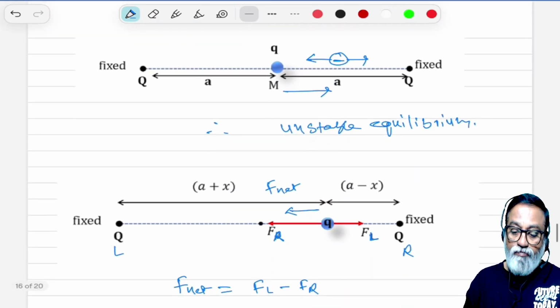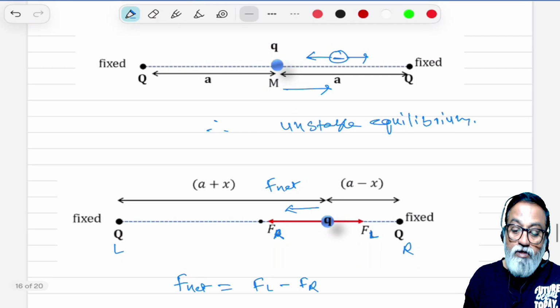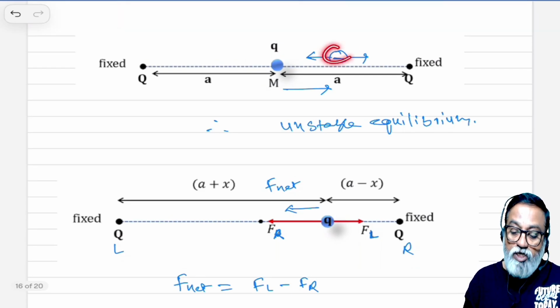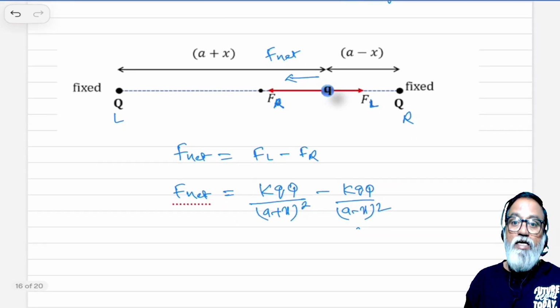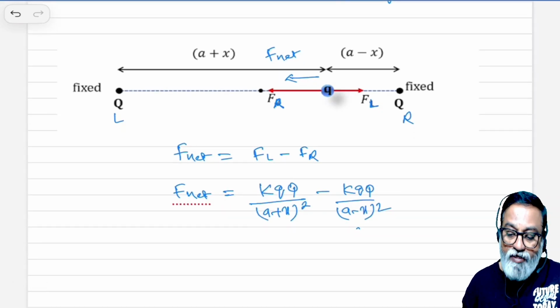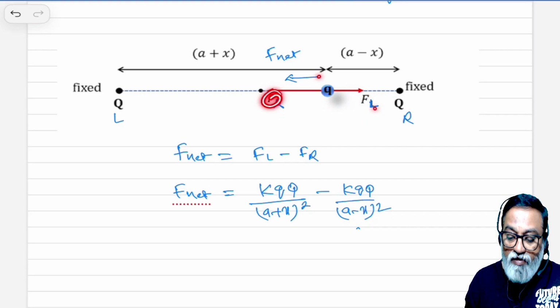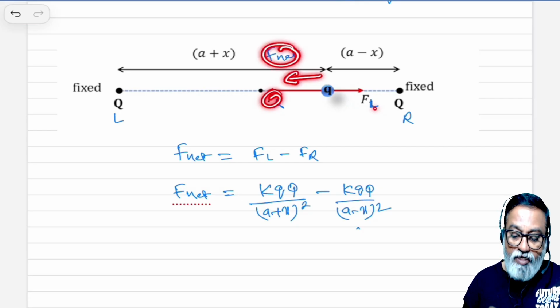See, this is a negative charge, and the negative charge is in unstable equilibrium. Now, for stable equilibrium, we have to find out the time period. See here, this is a charge Q. This one is the force due to the left charge, and this one is the force due to the right charge. Fr is greater than Fl, therefore the net force is in this direction.